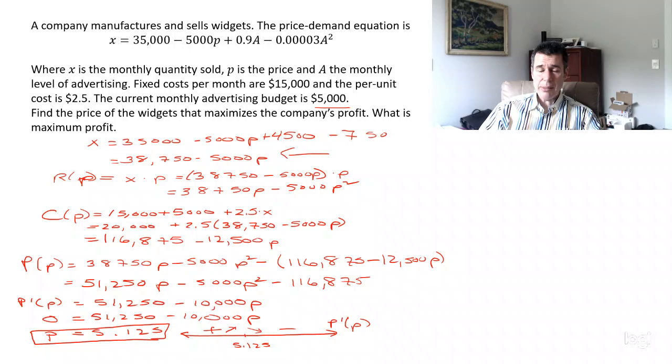But if we choose the price which makes us sell the most stuff, at P equals 0, X is 38,750, well, we're not going to get any revenue because R of P is X times P, which is now 0. And we're going to get lots of cost because we're going to create 38,750 units. And so that's got to be bad. That must have a negative profit. So that can't be better.